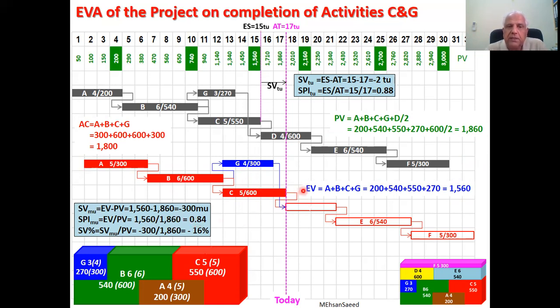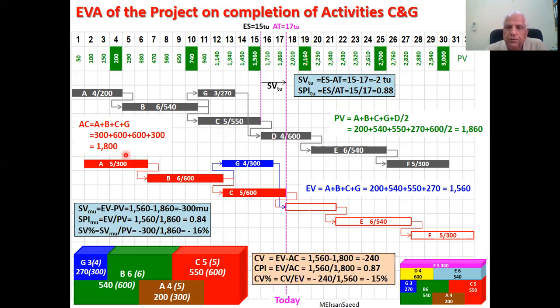Next comparison is earned value with the cost. We have earned 1560 at a cost of 1800. We are spending more. Therefore, we are over budget by 240 and our index is 87. And if you're keen on formulas, these are also shown.